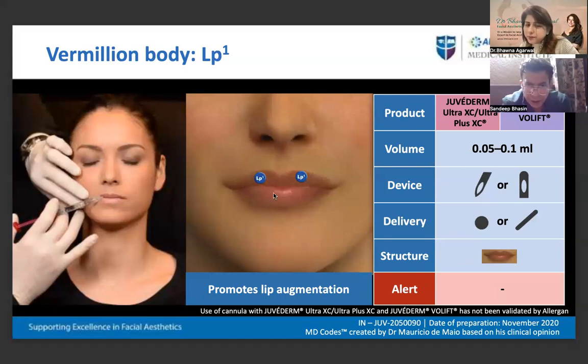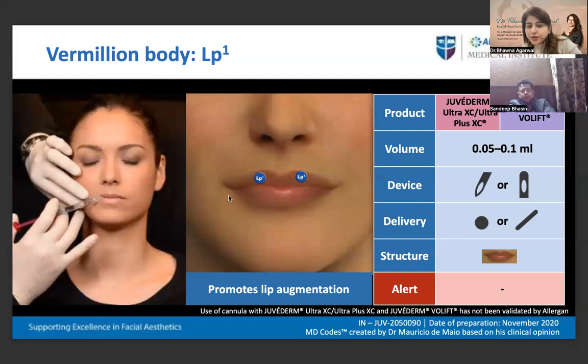Bolus is not usually required. Bolus is given when you do the lower lip. So in the lower lip, either you can do this technique or you can just pinch this area, pinch the tubercle area, and do a bolus over there. That works well.